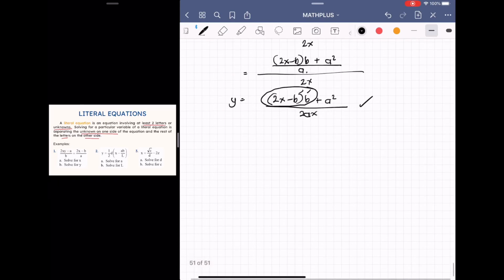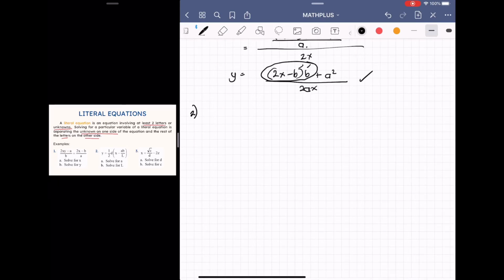Okay. Let's go to the second example. For the second example, we're given y is equivalent to 1/2 d multiplied by (x minus ab over L). We are being asked to solve for a. And a appears to be inside the bracket, or inside the parentheses. So what we can do here is, usually what I do is wherever the unknown is, I keep it on that side, and all the other terms different from the unknown, I move to the opposite side.